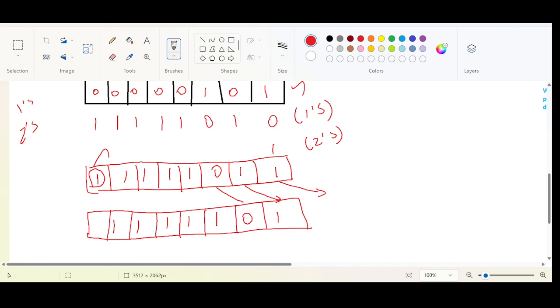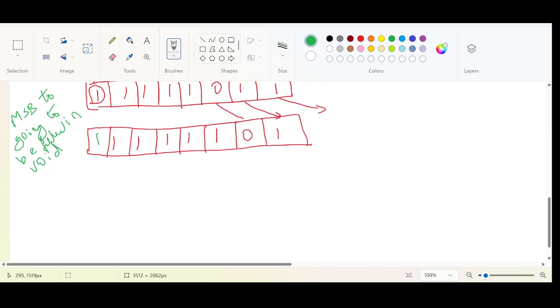In this case, the MSB is going to be filled in the void. Void is nothing but the space that is created when you do a right shift. Now the question is, I cannot convert this number directly. I cannot do the direct conversion because it is going to become such a big number. Again, I need to undo the 2's complement. Previously, I have done the 2's complement.